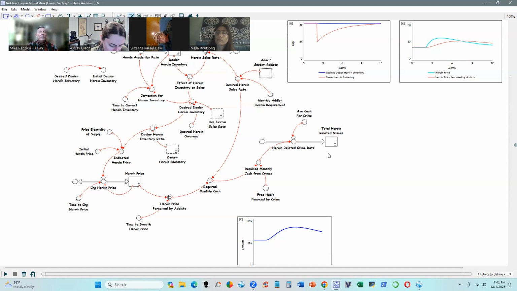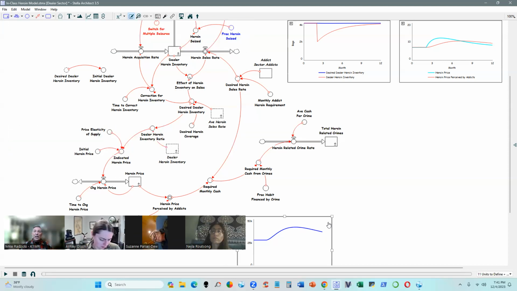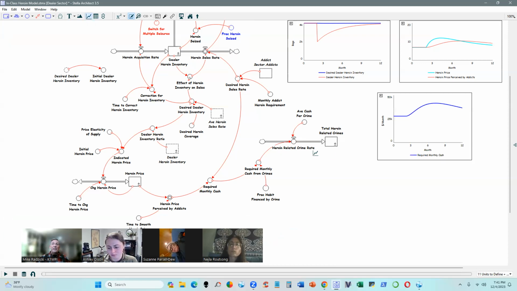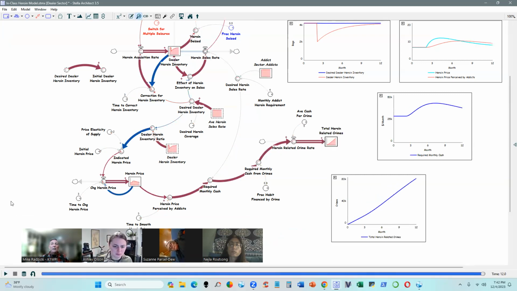That's the scoring metric. So we can say the best policy is the one that gives us the fewest total heroin related crimes, because that seemed to be the theme of the article, right? That your reward for doing a good job of getting heroin off the street is you got to deal with all these other issues, right? All right, so we can get a graph up here, and we can put total heroin related crimes on there. We can probably run the thing now.